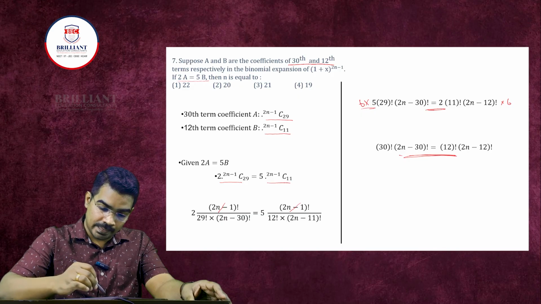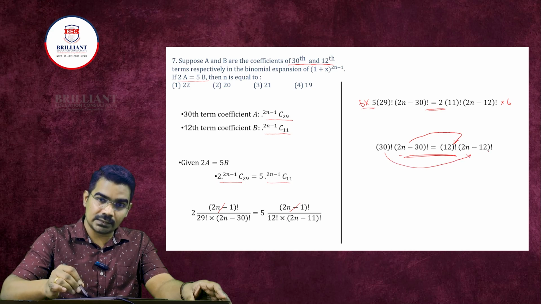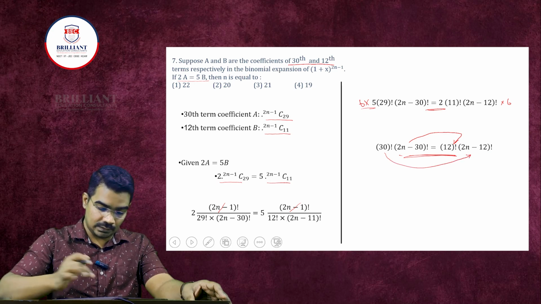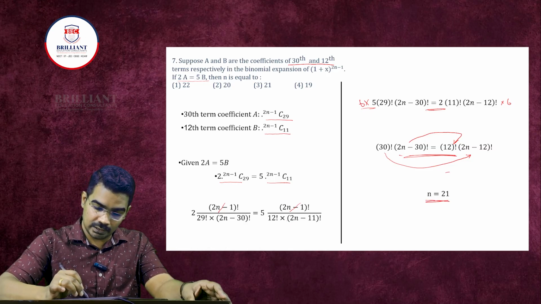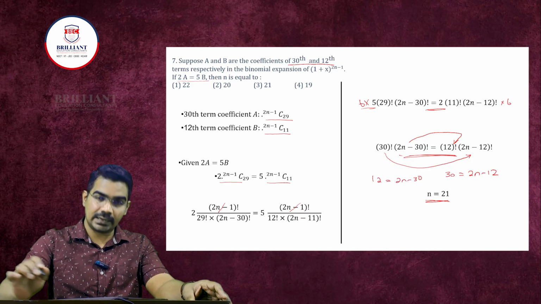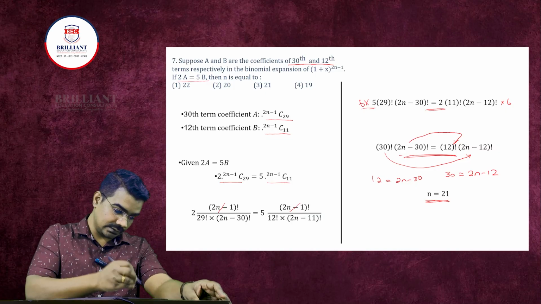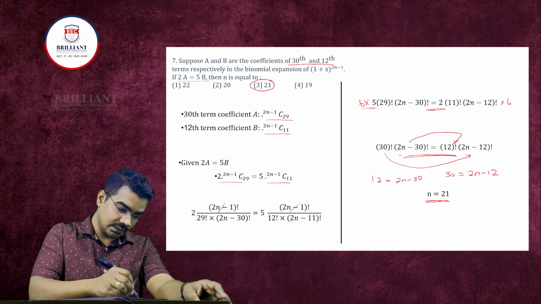So in this, looking at the format, either (2n minus 30) factorial will be equal to 12 factorial, or 30 factorial will be equal to (2n minus 12). So equating either way, you can find n is equal to 21. That means either you can do 30 is equal to 2n minus 12, or you can equate 12 is equal to 2n minus 30. So either way you will get n is equal to 21. So the answer is 21, option number 3.